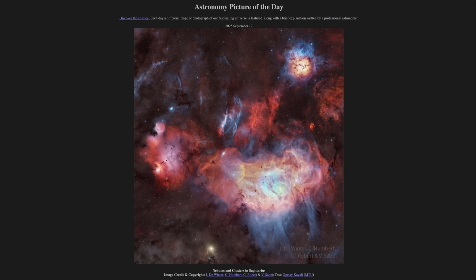So that was our picture of the day for September 17th of 2025. It was titled Nebulas and Clusters in Sagittarius. We'll be back again tomorrow for the next picture, previewed to be NGC 6914. So we'll see what that is about tomorrow.